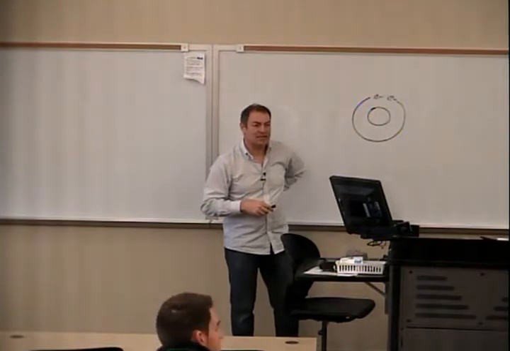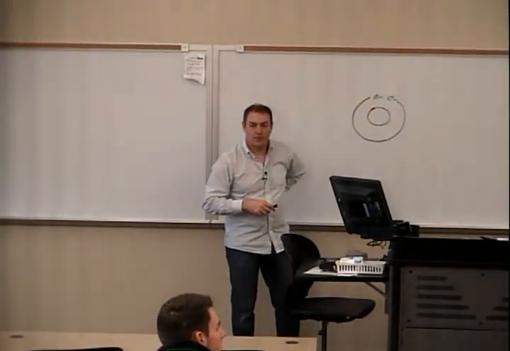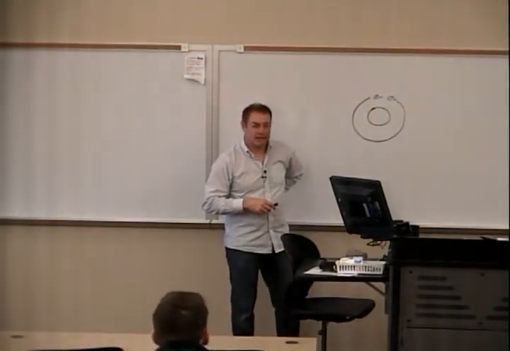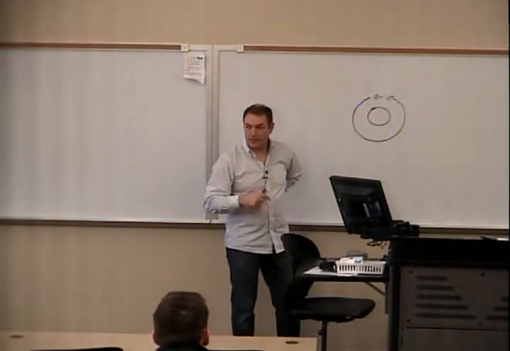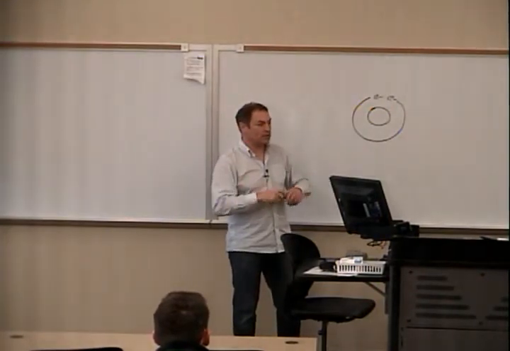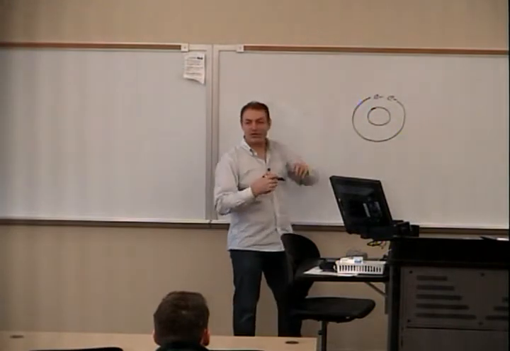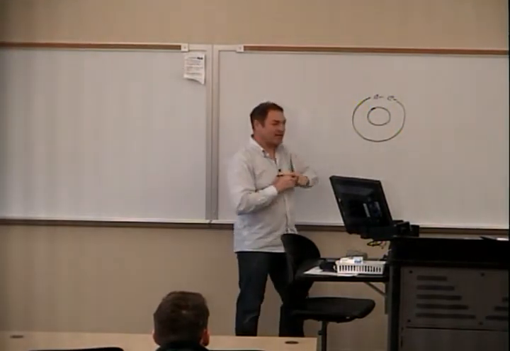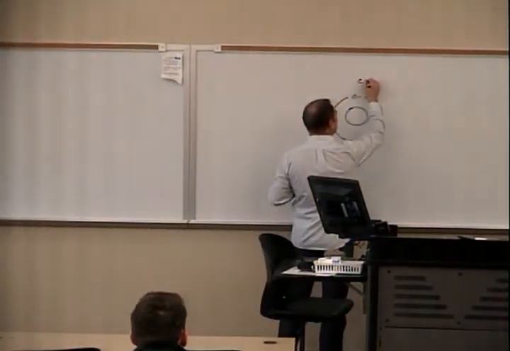How many electrons does lithium have? 3. It's got 3 electrons. Yeah, it's got an atomic number of 3, 3 protons. It's neutral, so it's the same number of electrons. Where's that third electron going to go? In the second shell, the next shell, second shell.